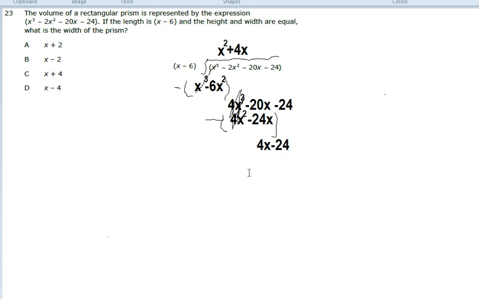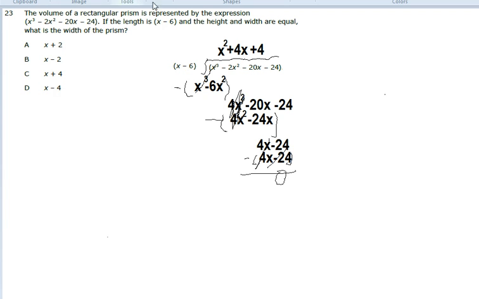So I'm getting 4x minus 24. Okay? Now I start over. Divide, multiply, subtract. 4x divided by x is 4. 4 times x is 4x. 4 times negative 6 is negative 24. So I'm going to get 4x minus 24 again. And I subtract. Cancels out. Remainder is 0. So I got x squared plus 4x plus 4.